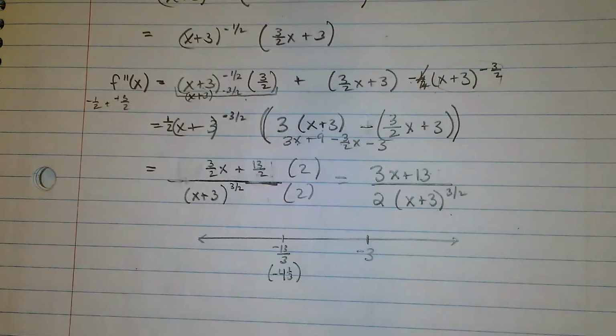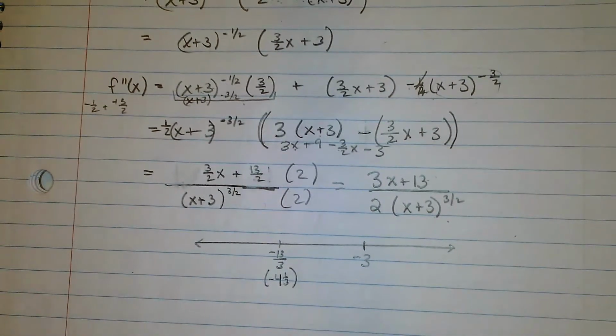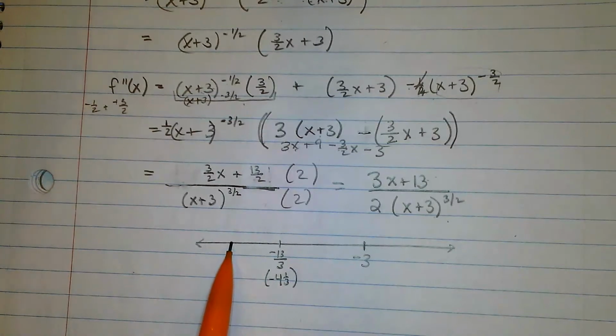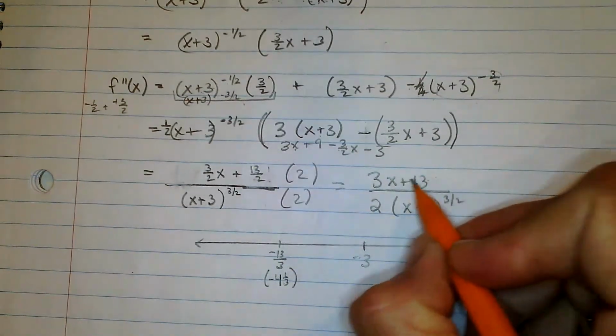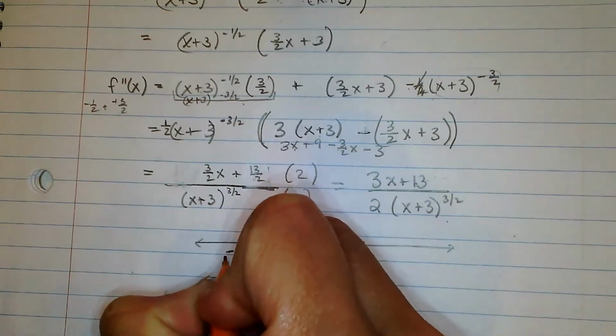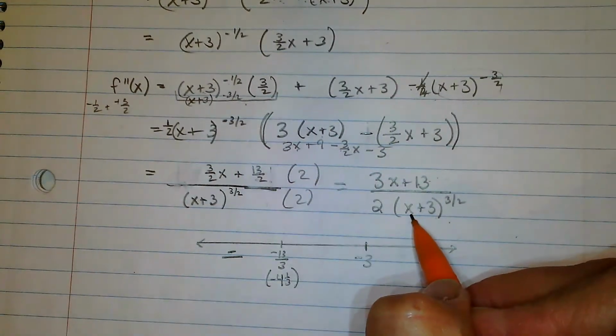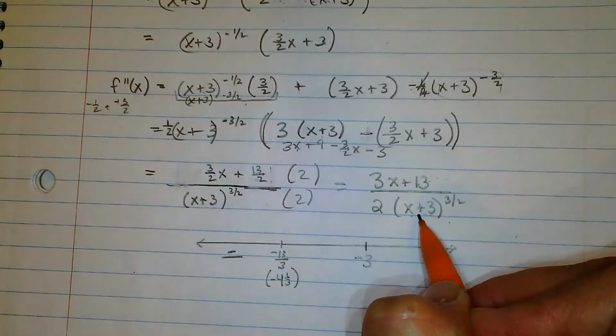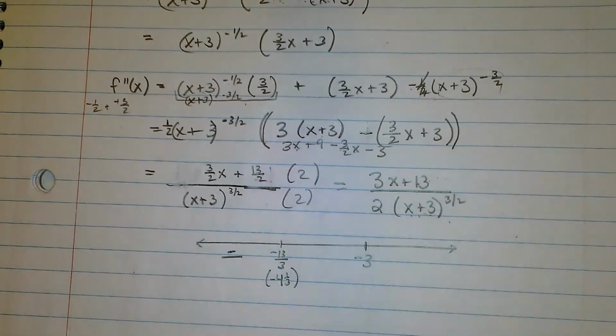So I'm going to test my concavity inside and outside of all of this. So negative 5, for instance. If I plug in a negative 5, I'm going to get negative 15 plus 13, which is a negative on the top, over negative 5 plus 3, which is negative 2. Negative 2 to the 3/2 power you can't do.